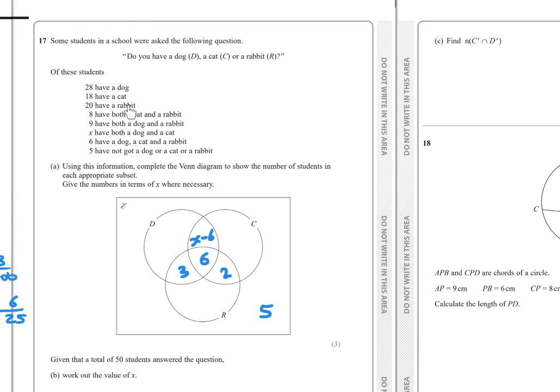Now we have 20 have rabbit. So 2 plus 6 is 8, 8 plus 3 is 11. So 20 minus 11 equals 9. So we have 9 in this region.